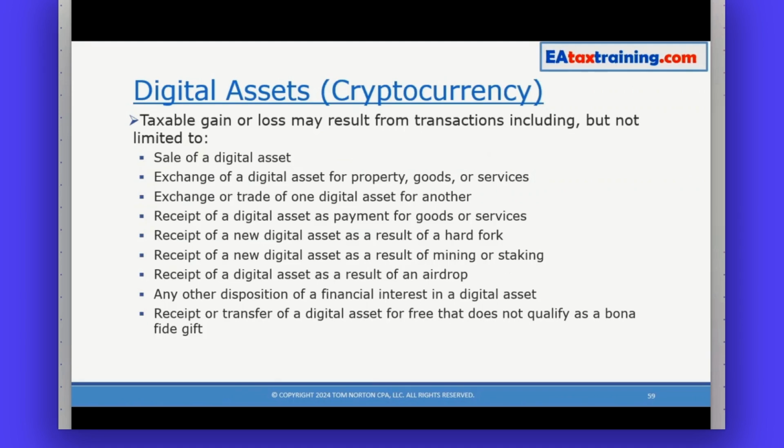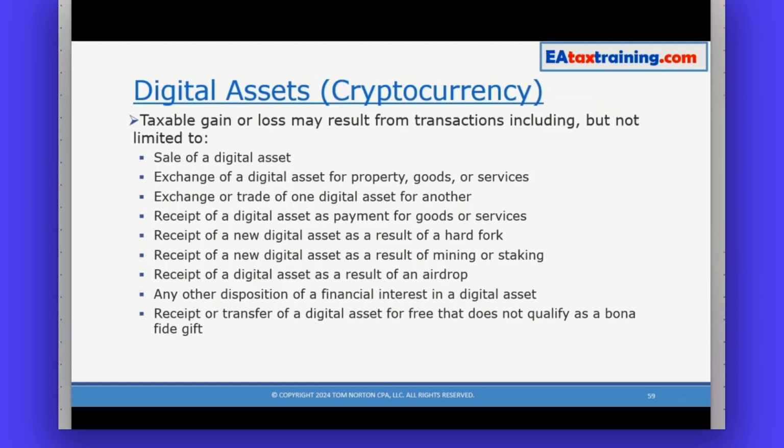So some people are doing this. They're offering a service. They are accepting crypto for that. They could have income from that. They could receive a new digital asset from a result of a hard fork or from mining or staking. I'm not an expert in this. I barely understand what those terms mean. If you're into cryptocurrency, you understand what those terms mean. But the point is, if you receive an asset as a result of those, then you've got tax consequences from that. You could also receive it from an airdrop. Any other disposition of a financial interest in a digital asset can result in a gain or loss.